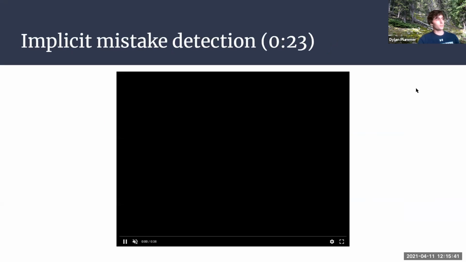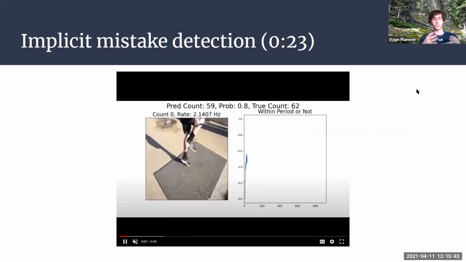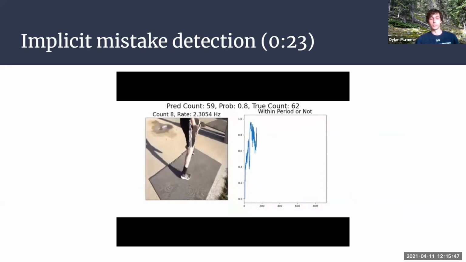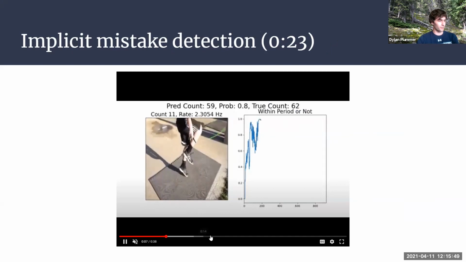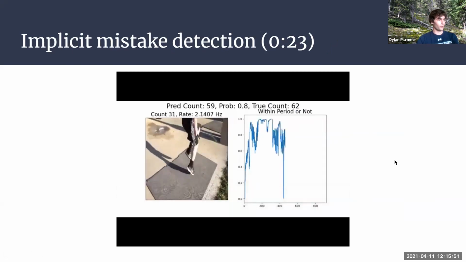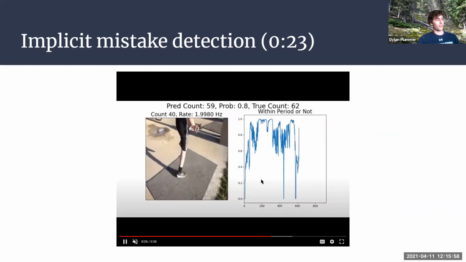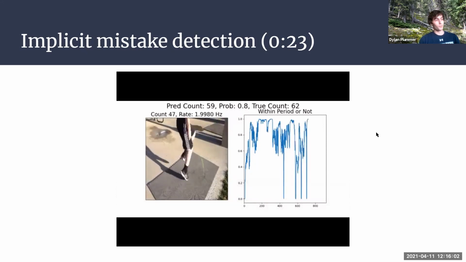Another cool thing about this model is that because it's trained to generally detect periodic motion, it can also detect when that periodic motion stops in the case of a mistake. So I'll skip ahead a bit to when the mistake happens. You can see the periodic prediction drop as the mistake happens, and then it will pick back up when the jumper resumes and the count will continue. So I think that's pretty cool.